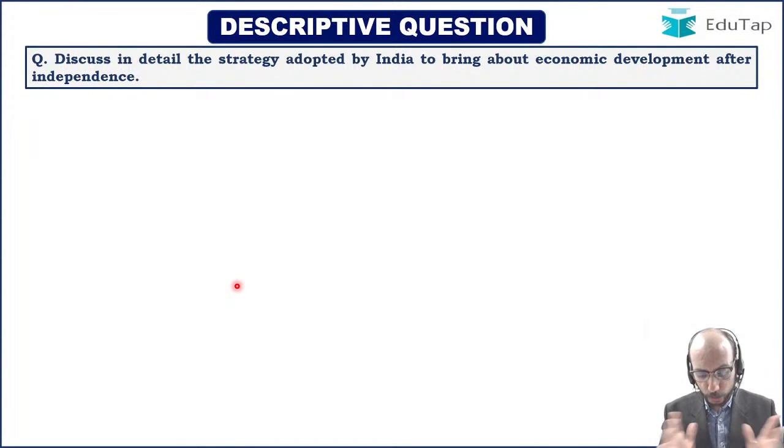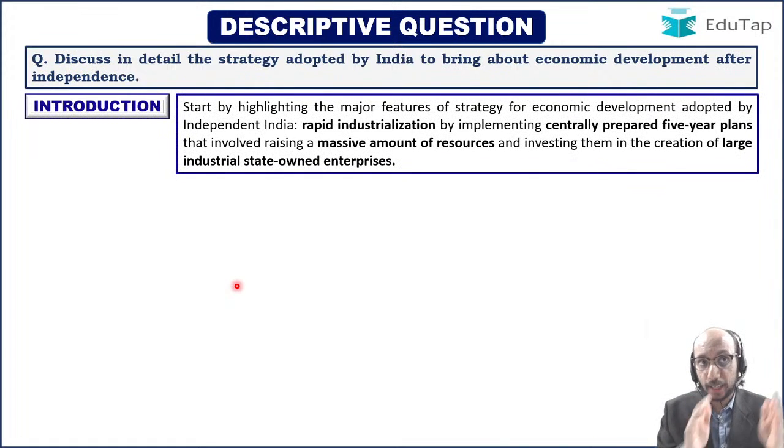कि अगर आपको ये question पूछा गया, right, कि discuss in detail the strategy adopted by India to bring about economic development after independence, तो आप कैसे इस question को adopt करेंगे? And in answering this question, I am going to use the approach that Anchit sir has pioneered of giving micro questions, right? So when you start this answer, you have to start by writing an introduction.